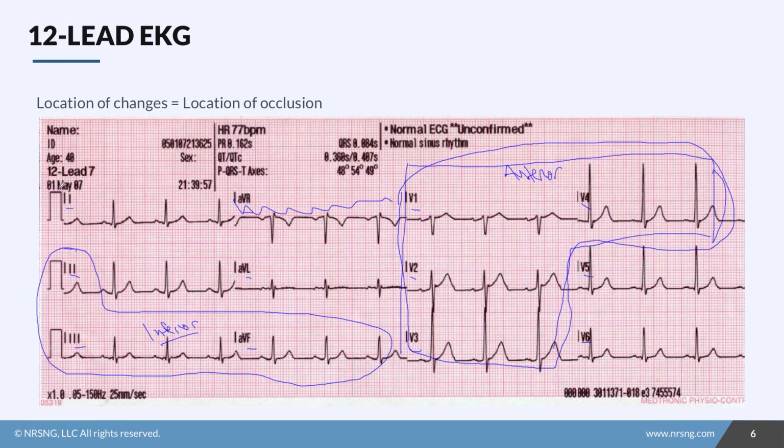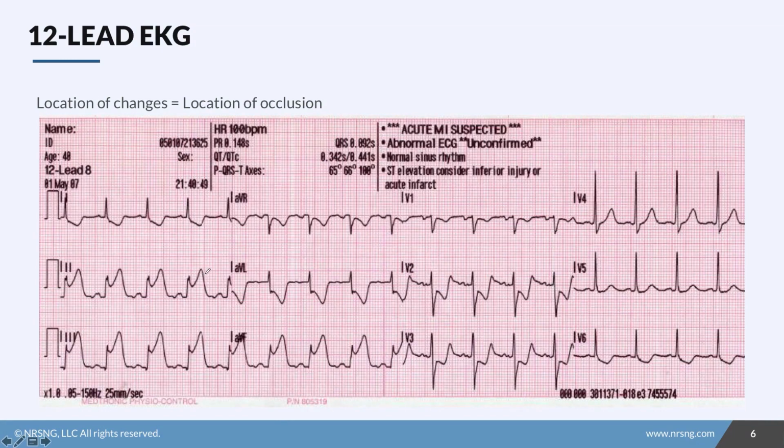Then the ones we have left over are I, aVL, V5, and V6. So these are kind of our leftover ones. Leftover equals lateral. So boot equals inferior. The shirt one here equals anterior. Leftover equals lateral. So that'd be a lateral MI. That's where we would see it.